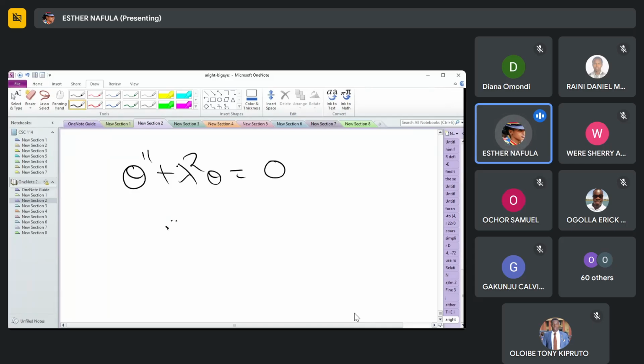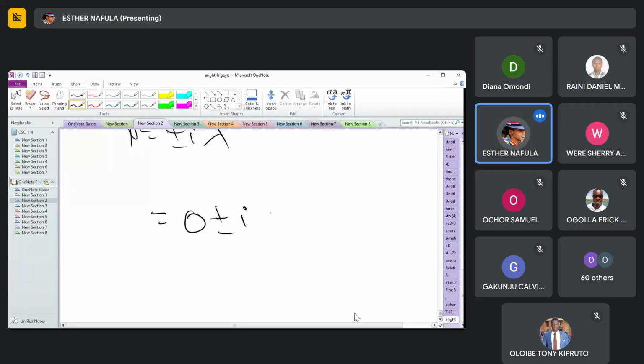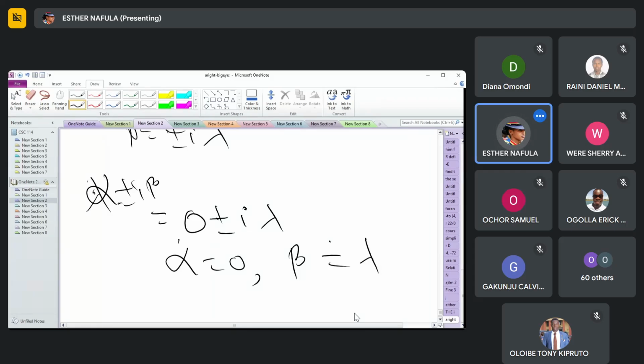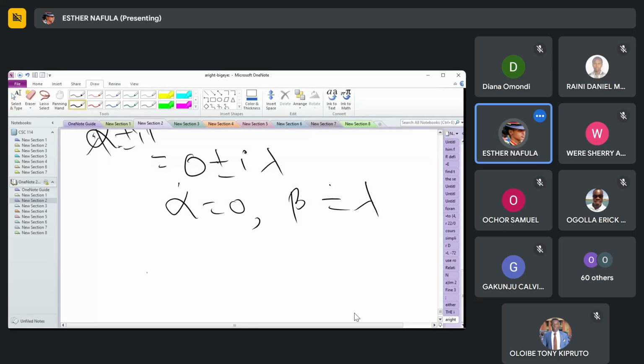After solving this, we found that our root mu was equal to plus or minus i lambda. This is complex. Remember, plus or minus i lambda is the same thing as 0 plus or minus i times lambda. So that tells you your alpha is equal to 0, your beta, because the root is alpha plus or minus i beta, is equal to lambda. So the solution will be e to the alpha times something. In this case, we're dealing with theta.